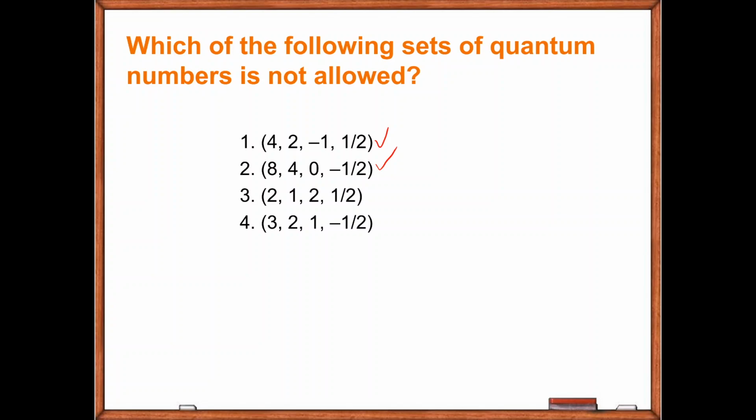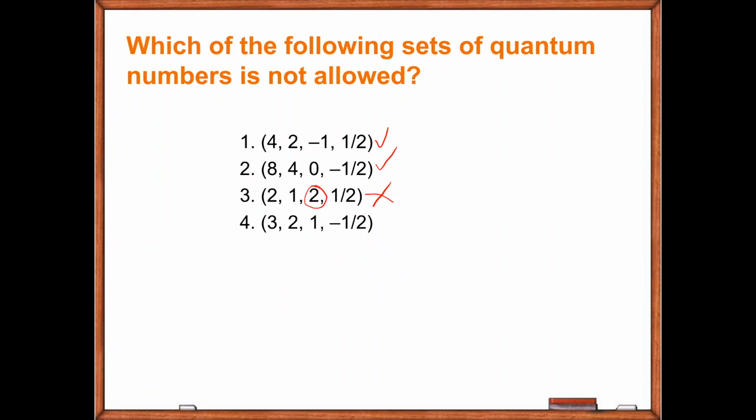Okay, so the next one. So our N level is 2. So that means L can be up to 1. Okay, no problem there. Now our M sub L, remember, if our L is 1, M sub L can be equal to minus 1, 0, or 1. So here we have an M sub L of 2. So this is no good because of that 2. Because L is 1, that M sub L value is not allowed.